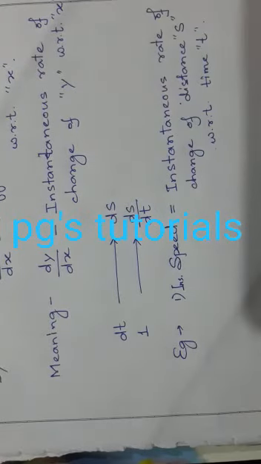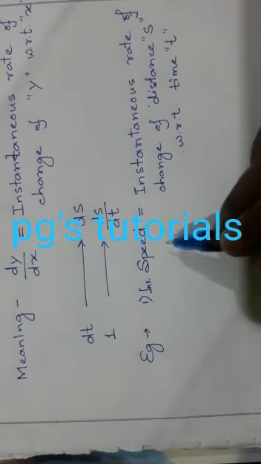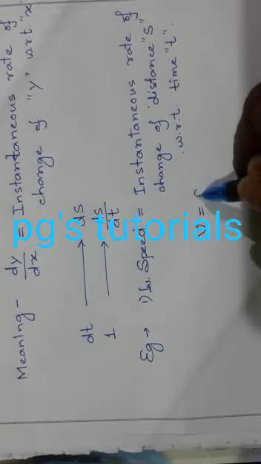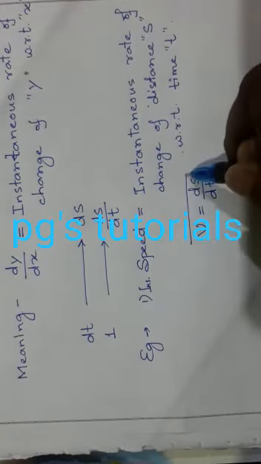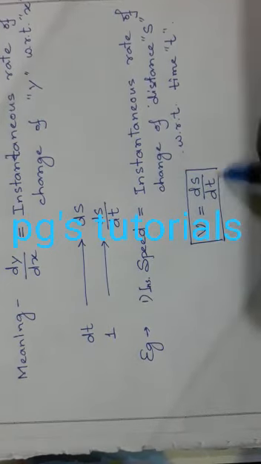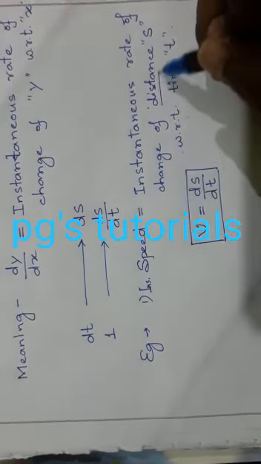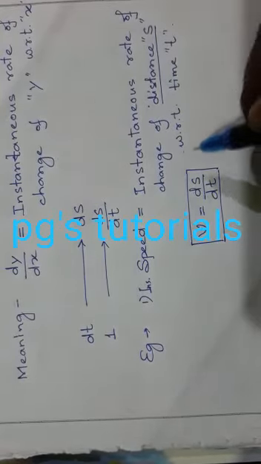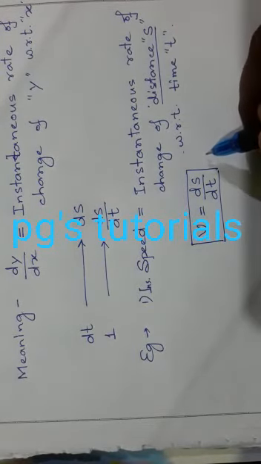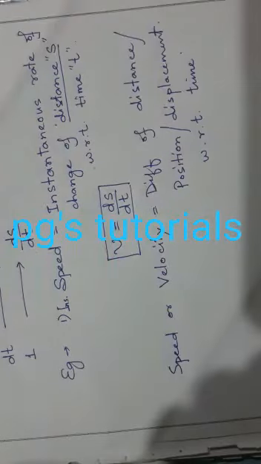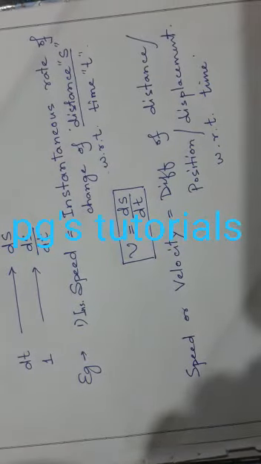Now the symbol, what is the symbol? Symbol speed is v and distance is s and time is t. So v equals to ds by dt. So when distance is differentiated, we'll get speed. Thus, speed or velocity is the differentiation of distance, position or displacement with respect to time.